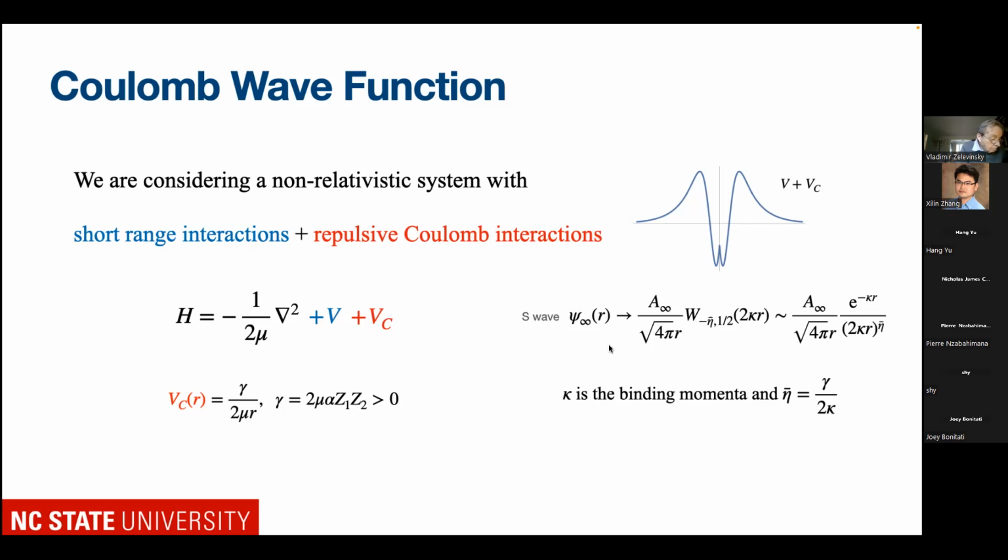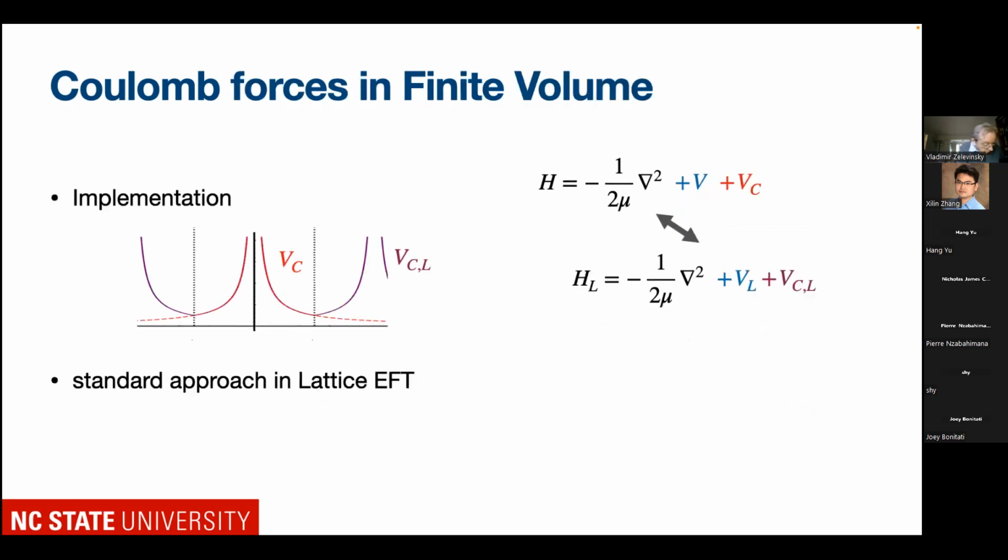If you look at the wave functions at long range, they behave like Whittaker functions. These Whittaker functions behave like an exponential decay times a power-law factor. In these Whittaker functions, there's an important parameter, which is eta. This eta is described by the gamma factor over kappa, which is the binding momentum.